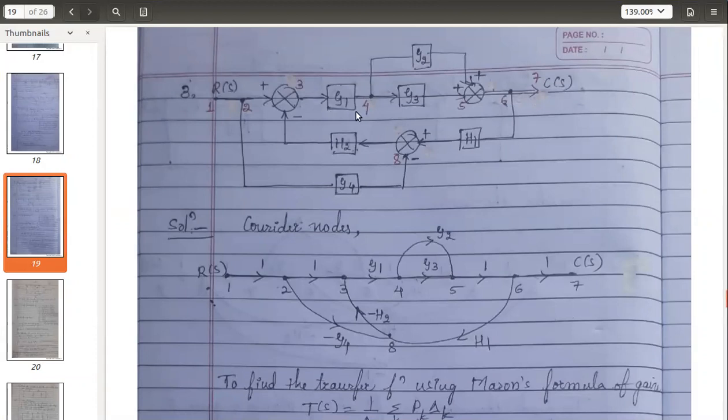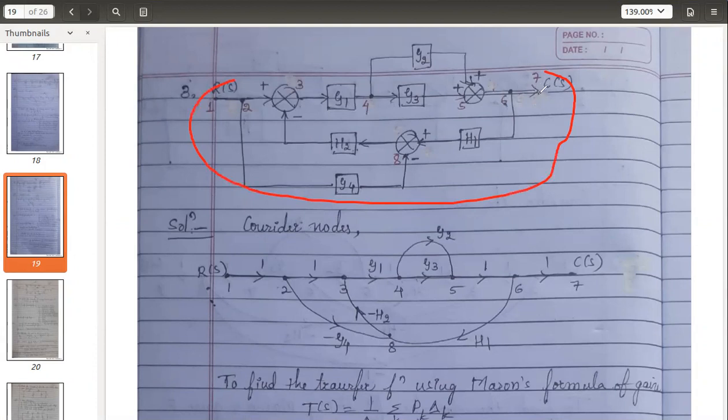The fourth one, let me take in detail. Few of you have solved it. The question is, given a block diagram, you should convert it into a signal flow graph and then find the transfer function. If you see, I have marked here the number of nodes. I had even explained to you how to take the nodes.